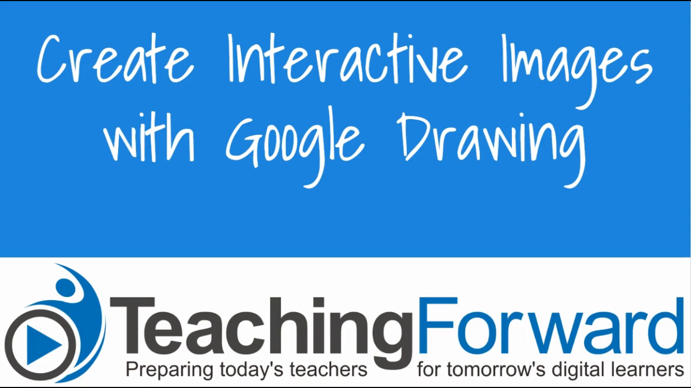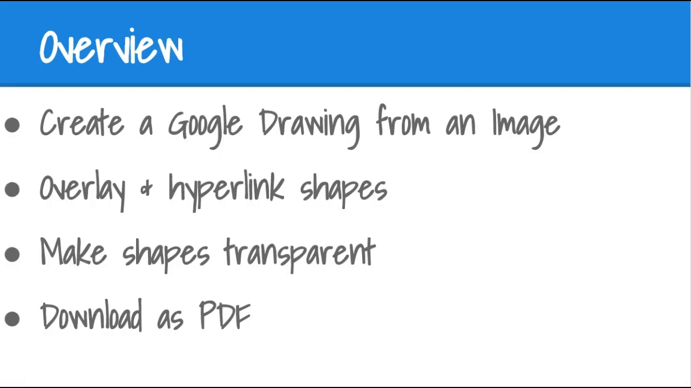In this tutorial video, we'll take a look at how you can create interactive images with Google Drawing. We'll walk through the basic steps, which involves creating a drawing from an image, overlaying shapes and hyperlinking them, making those shapes transparent, and downloading the finished product as a PDF.